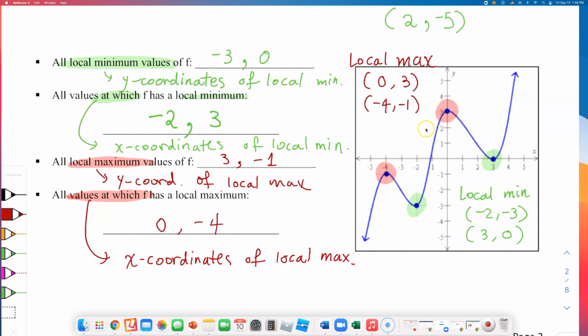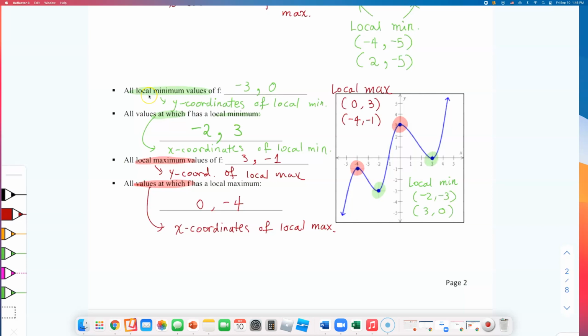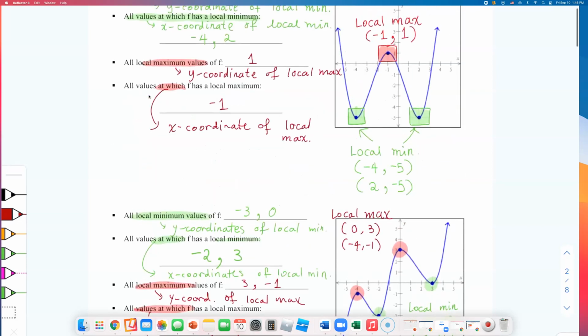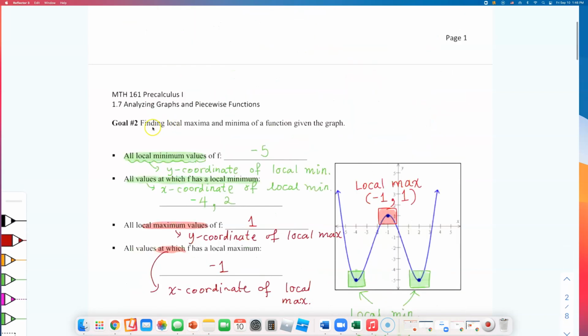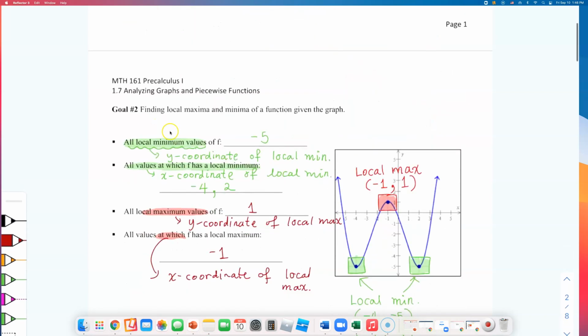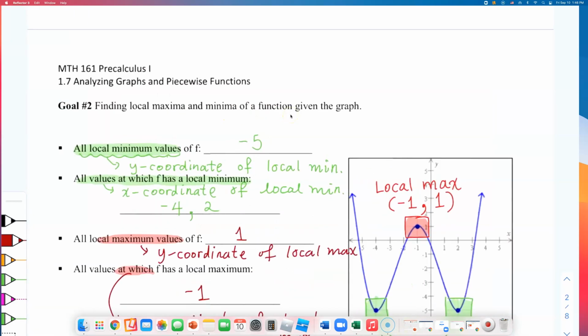You will be okay. So that is it for identifying and giving the right coordinate value for local max and local minimum. There is a homework problem on this in ALEKS, so I want you to try the topic called Finding Local Maxima and Minima of a Function Given the Graph. I want you to practice that and let me know how that goes, okay?